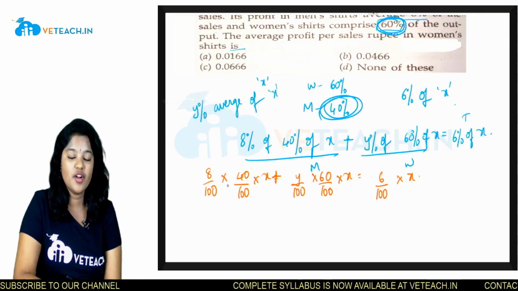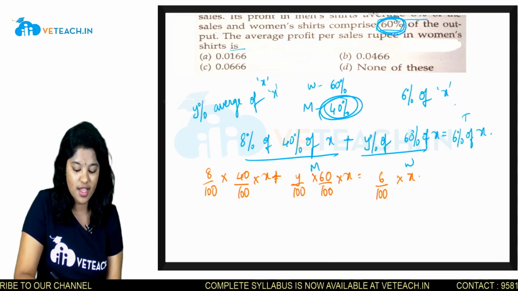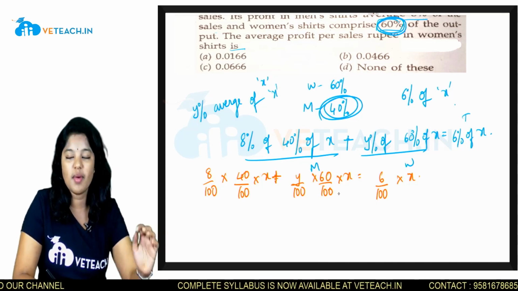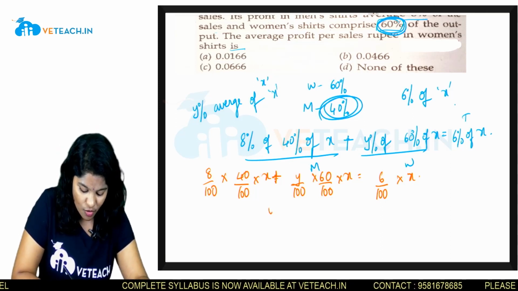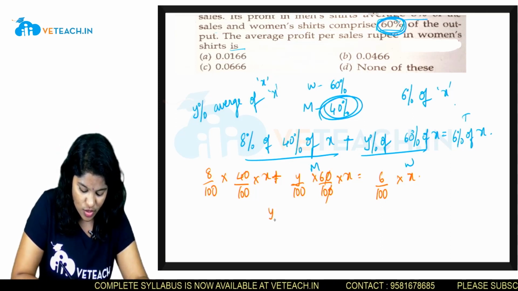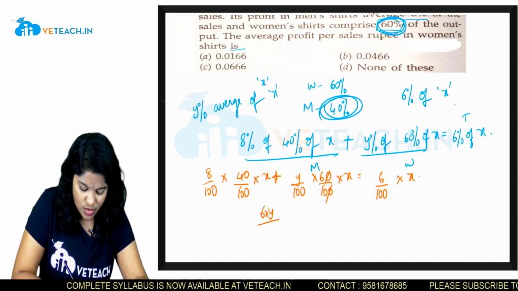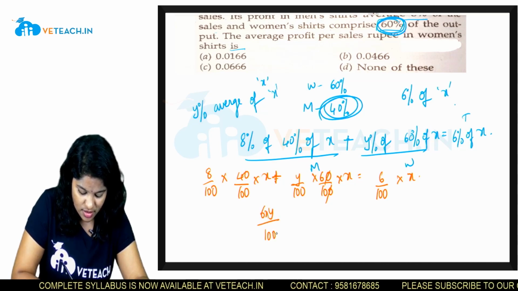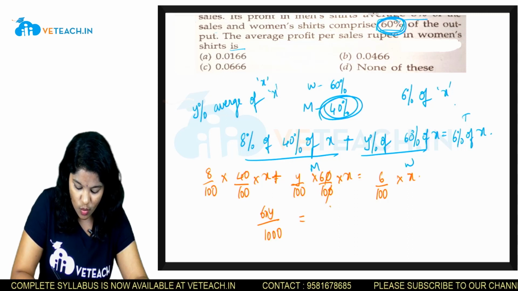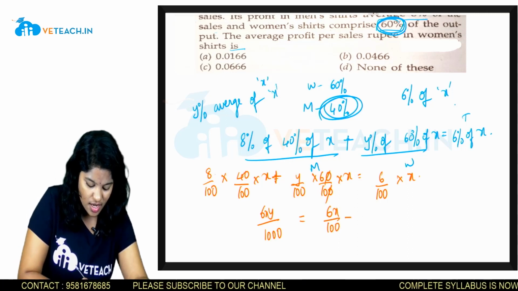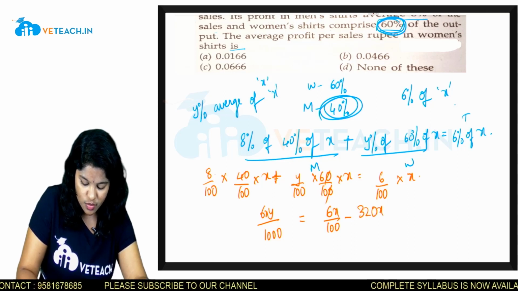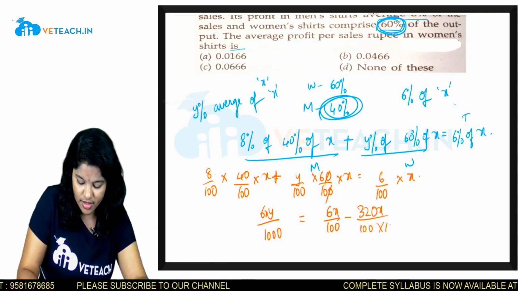So 8 by 100 into 40 by 100 into X plus Y by 100 into 60 by 100 into Y is equal to 6 by 100 of X. Now Y cancels out. 6XY by 1000 is equal to 6X by 100 minus 320X by 100 into 100.